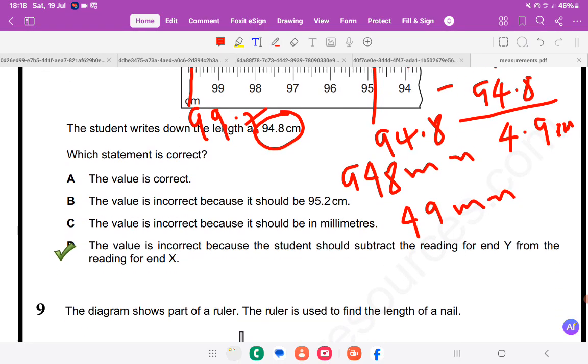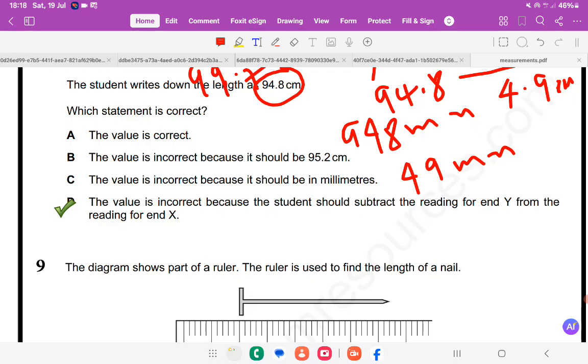Okay, now let's look at D. D, the value is incorrect because the student should subtract the reading for end Y from the reading from end X. Yeah, so that's what we just did in order to find the answer which we got. So it's D.